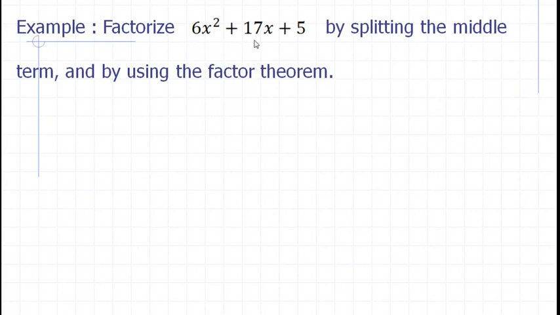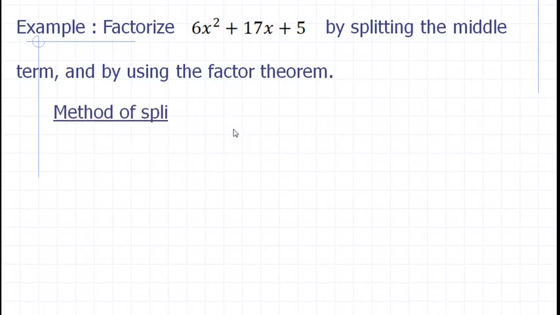Now we have to study the factorization of a quadratic, meaning a second degree polynomial. Quadratic polynomial, or you can say second degree polynomial. To understand this, let us take a few examples. So factorize 6x square plus 17x plus 5 by splitting the middle term and by using the factor theorem. So both methods we have to study. First we will study splitting the middle term. Afterwards we will study the factor theorem also.